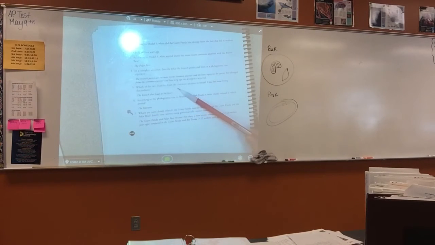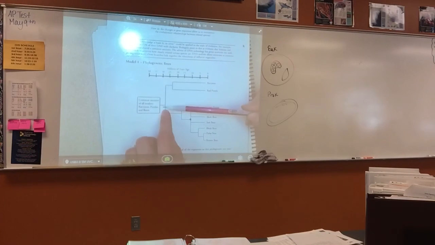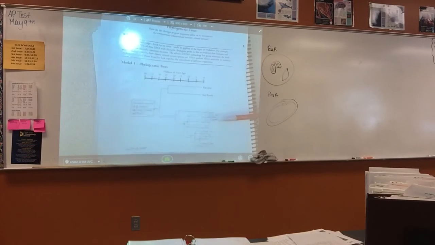Which of the two branches for number five from the common ancestor has the most living descendants? So here's the two branches from the common ancestor. So it's the bear line. They have the most descendants.